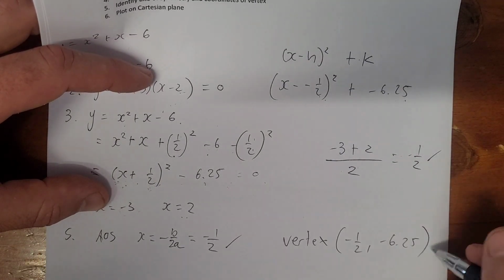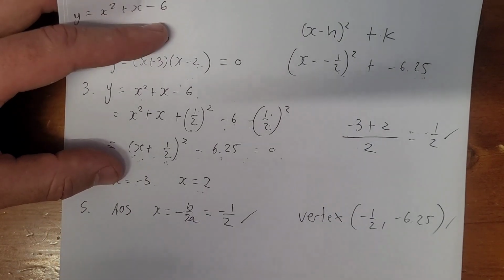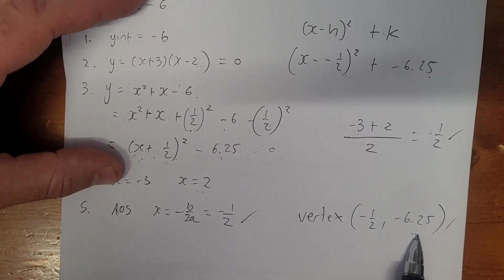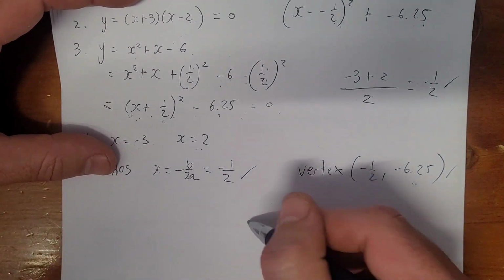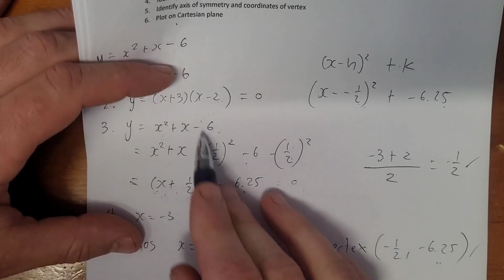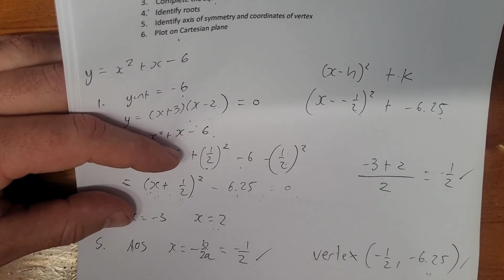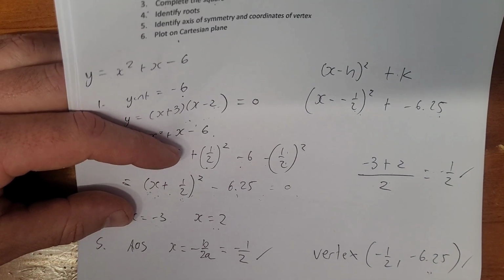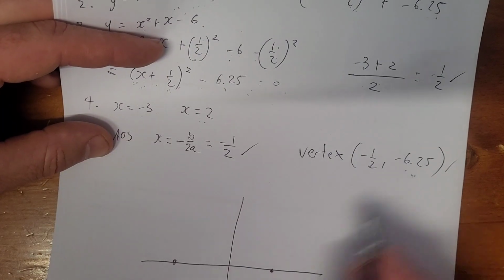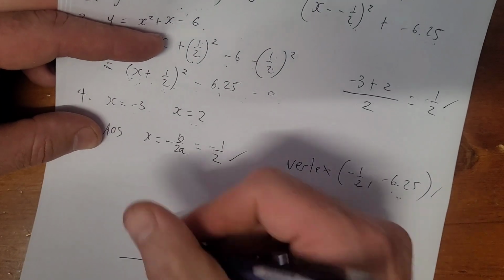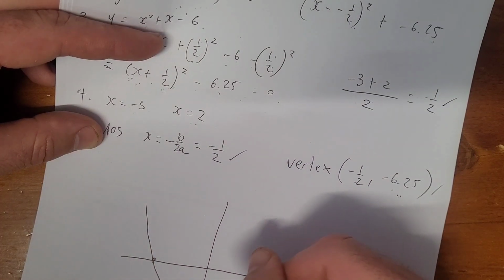So there's three ways that we can think about the axis of symmetry, and we've already got the coordinates of the vertex from the completed square form. Okay, and then part 6 says plot it on the Cartesian plane. So we have a y-intercept of minus 6, so that's going to be down here somewhere. We have roots of x is minus 3 and x is positive 2. We have a vertex of minus half and minus 6.25. So that's the turning point down here. So we'll sketch that with all those features.